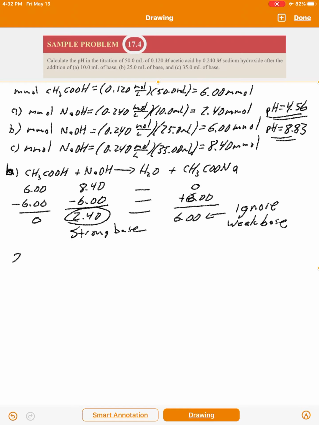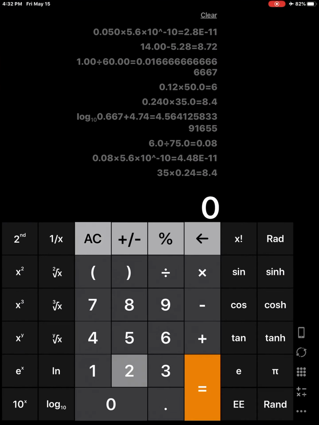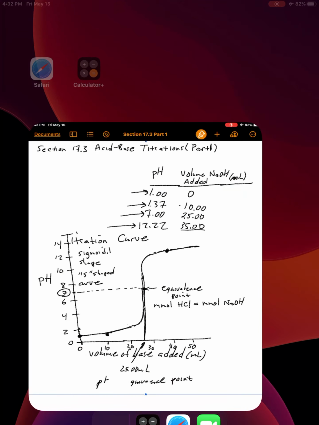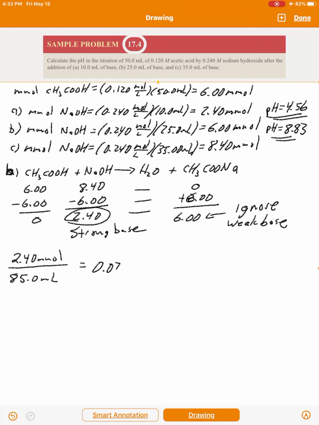So we have 2.40 millimoles of the strong base. And our volume is 50 plus 35. That's 85 milliliters. So 2.40 over 85. 0.0282. That's how much sodium hydroxide is left after the reaction.